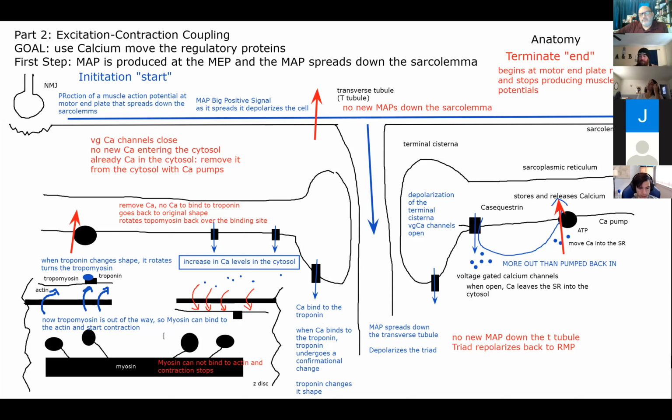And there you go. If you think about it, our goal of termination is the exact opposite of the goal of initiation. We wanted to move the regulatory proteins out of the way. If we want to terminate it, we want to move the regulatory proteins into the way, right? We want to block the myosin. So we wanted to move it out of the way for initiation. For termination, we wanted to move it, I mean, back in the way.